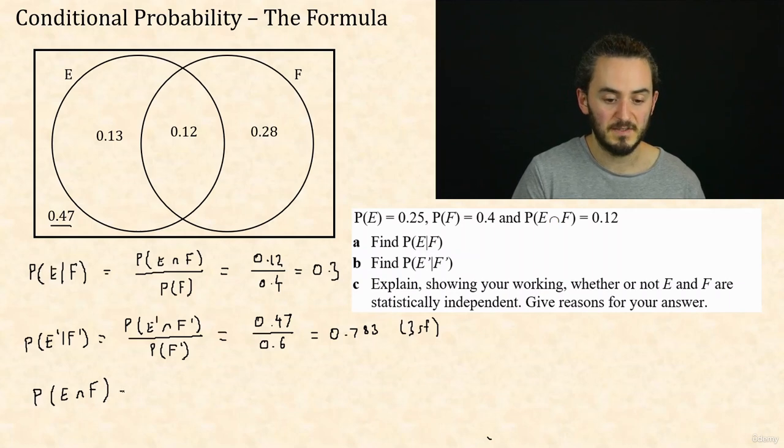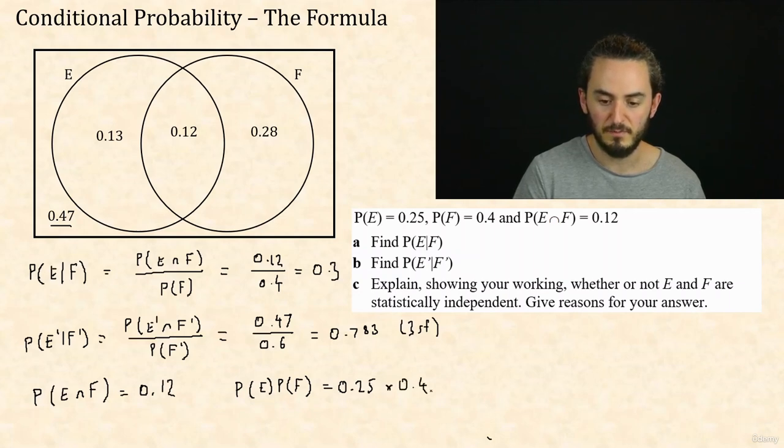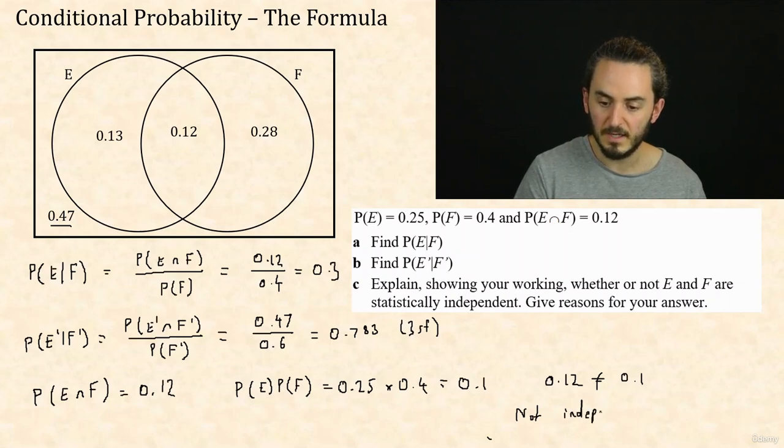The probability of E and F is the intersection, it's just given, 0.12. What's the probability of E times the probability of F? Well, that's just the probability of E, 0.25, times the probability of F, which is 0.4. Multiply these things together and we get 0.1. Are they the same? No, they are not. So 0.12 is not 0.1, and therefore they are not independent. And I have given my reasons, so you don't need to actually write words here.